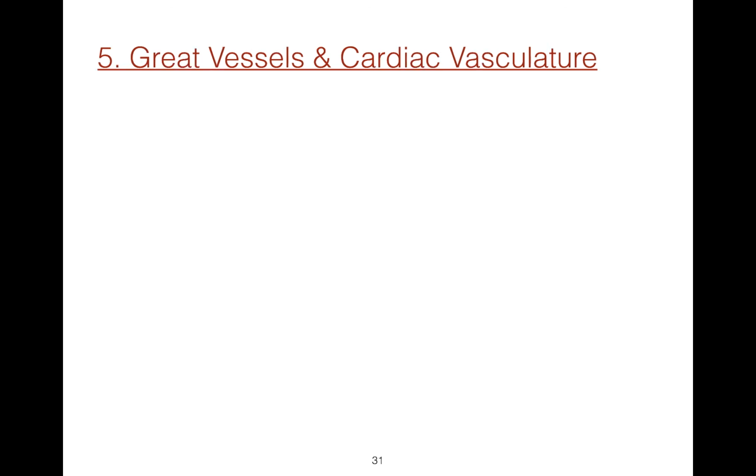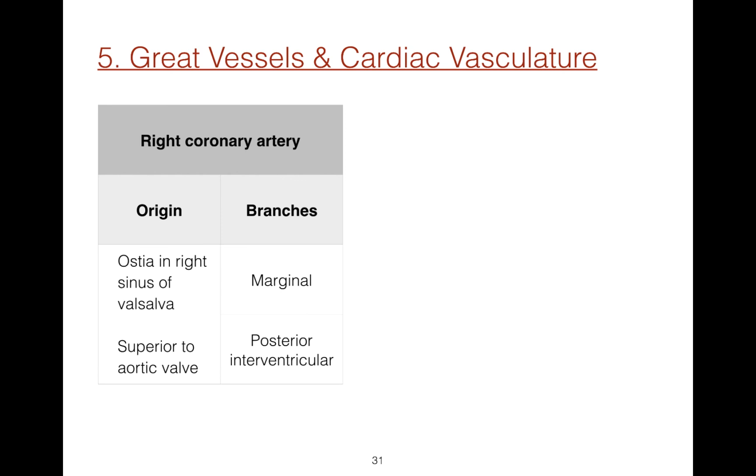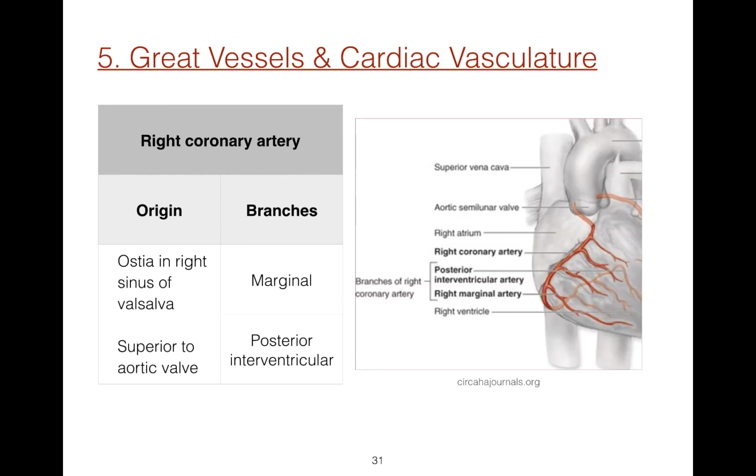Of course, to function properly, to function at all, the heart needs its own blood supply, and this is achieved via the coronary arteries, and there are 2 main coronary arteries. The right coronary artery has its origin in the ostia of the right sinus of Valsalva, so that's the pouch, the right side of the aorta, just superior to the aortic valve.